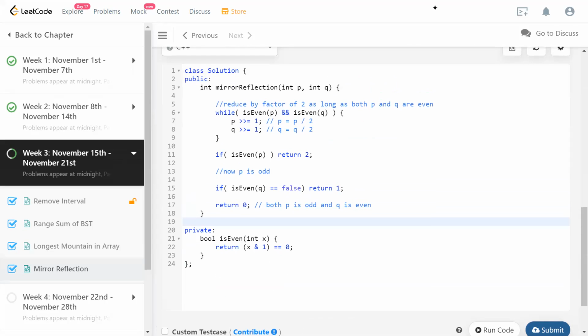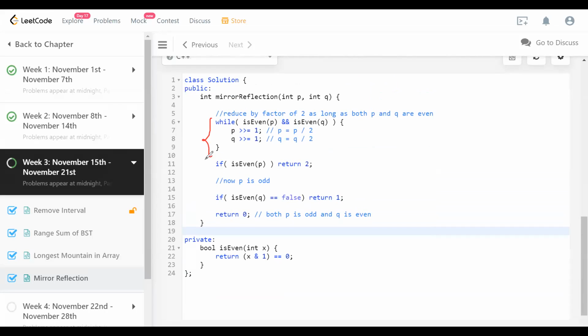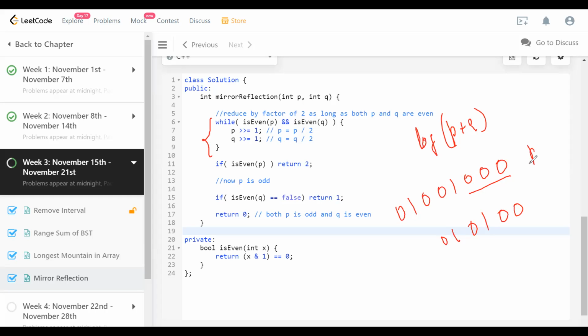If you want to know what the time complexity is, it's actually really fast, because the only thing which takes some time is this loop. And this is handled at a bit level, because we are right shifting P and Q by 1. So it's not more than log of P or Q or P plus Q. Or actually, suppose you write P and Q in binary, it's basically the number of rightmost zeros, which is the min of rightmost zeros of both of them. Suppose this is P, this is Q, we only get rid of these two zeros, and then we stop. And that's how much the while loop runs.